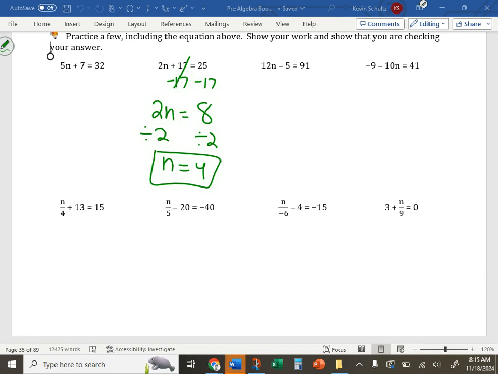Okay? In the second row, we have some division. N divided by 4 plus 13 equals 15. Your work should be subtracting 13 from both sides, because 13 minus 13 equals 0. That leaves you with n divided by 4 equals 2. And since we're dividing n by 4, the opposite of that is multiplying by 4 to undo that operation.